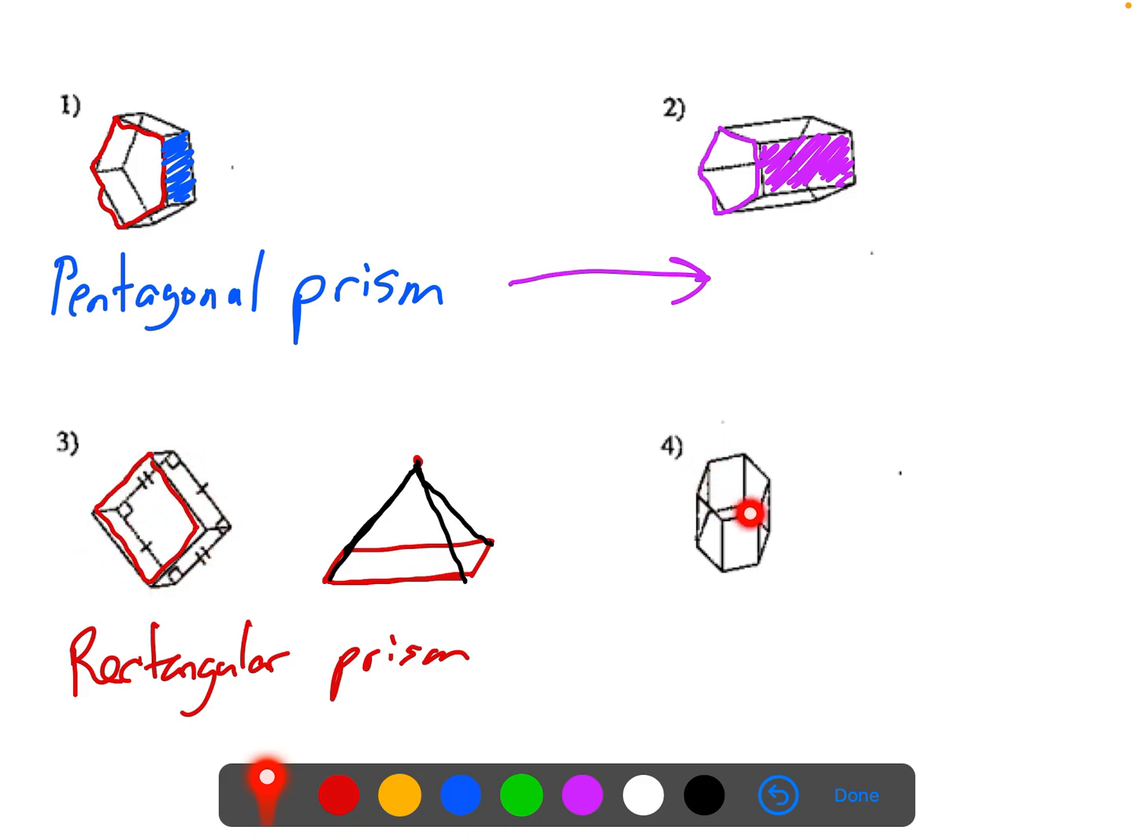All right, then again, here we've got a bunch of rectangular sides, and our base has 1, 2, 3, 4, 5, 6 edges. So this is a hexagonal prism. And again, if these sides were not rectangles but triangles, then we'd have a hexagonal pyramid. So go ahead, complete the practice naming these figures before checking the answer key.